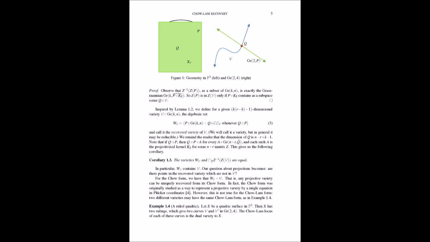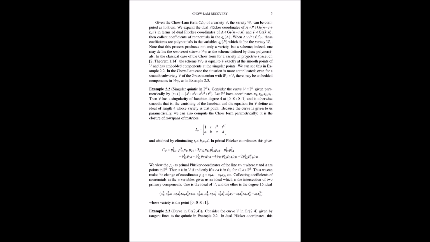But here's the big question, right? The million-dollar question. Can we go back? Can we actually reconstruct the original variety just by looking at its projection? Right. Like, can we reverse this shadow analogy? That is the heart of Chow Lam recovery. It's like trying to rebuild the 3D object just from its shadow. And is that always possible? Can we always do that? That's where things get really interesting.